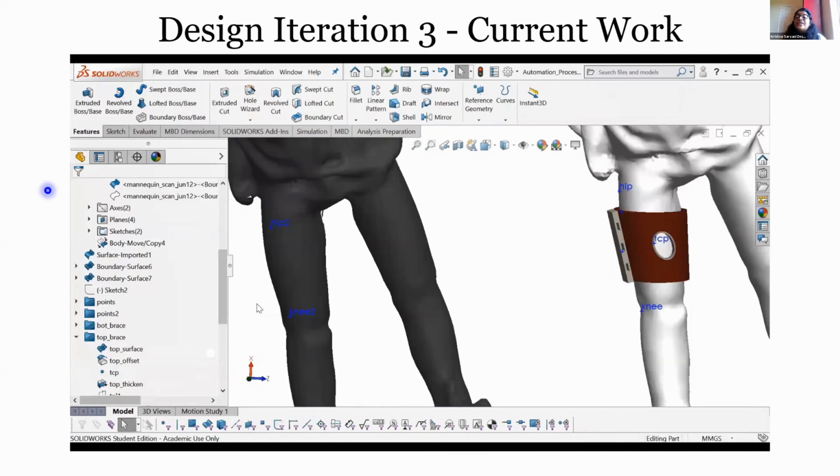In the spring, after bench testing is completed, we're going to do healthy subject testing with a small cohort and then feasibility testing with the clinical population afterwards.